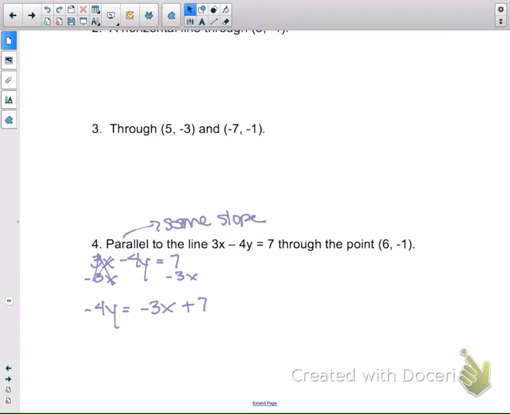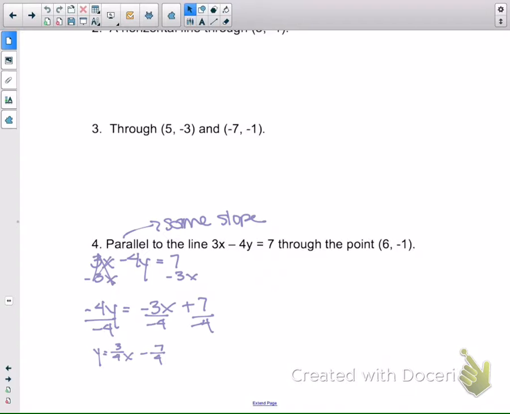The negative 4. So we divide everything by negative 4. And we end up with some lovely fractions again. Negative over a negative for our slope makes a positive 3/4. And negative 7/4 for my y-intercept, which I actually don't care about at all.